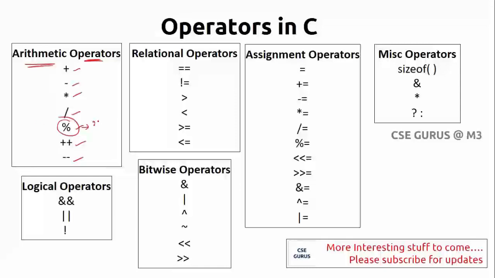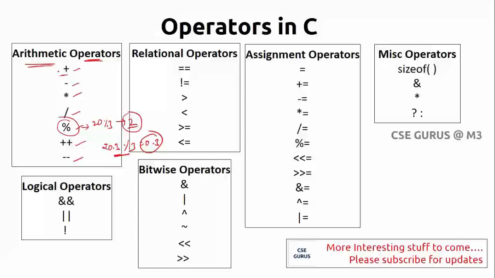If I write 20 percent 3, what is the remainder? You will get 2, right? So that will be printed. What if 20.3 percent 3? Is it an error? If it is an error, then what if I want to get 0.3 as output? That also we'll see. I'll show you all the interesting things in this concept of arithmetic operators, and how this can be executed.